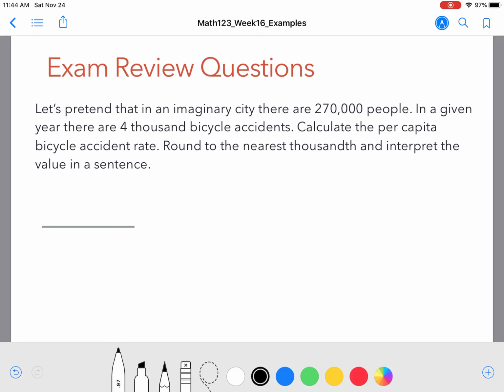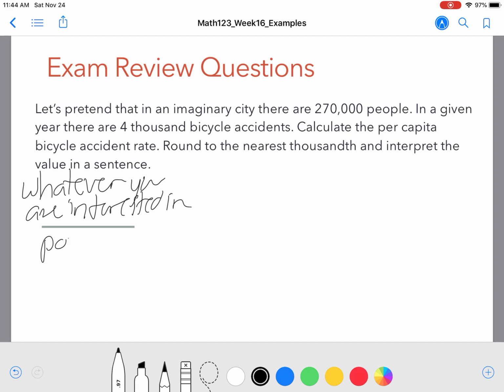Okay, so let's pretend that in an imaginary city there are 270,000 people. In a given year, there are 4,000 bicycle accidents. Calculate the per capita bicycle accident rate, round to the nearest thousandth, and interpret the value in a sentence. Okay, so per capita, if you guys remember, is just whatever you are interested in, or whatever you're asked about, divided by the population. Okay, that's always how you're going to find a per capita thing.